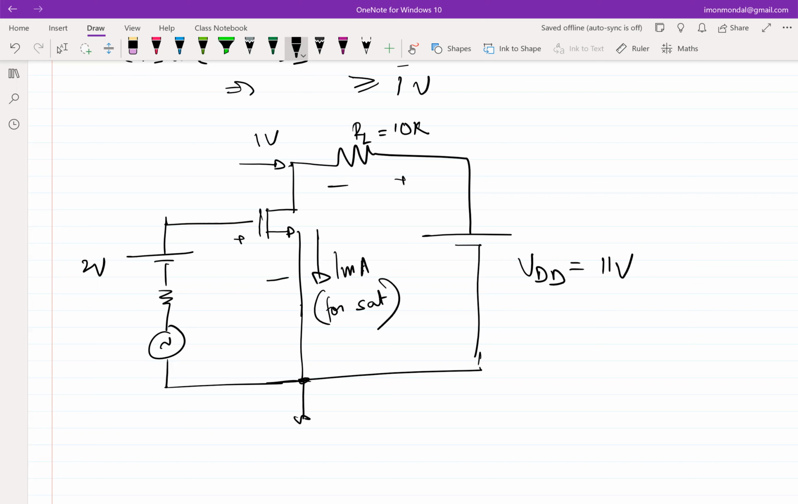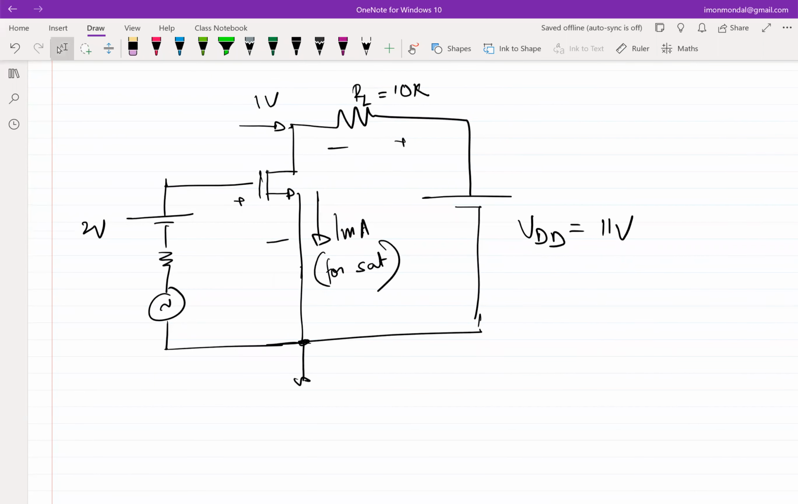So now if I observe the voltage across RL, right? What will I observe if this is VI? What will be the total current? Total current still is 1 milliamp plus GM times VI, right? So what will be the total voltage drop across RL? Let me call this VRL. What will be VRL? Total voltage drop.